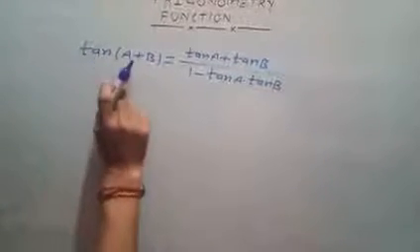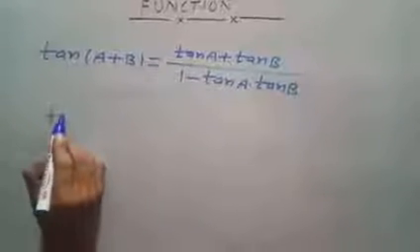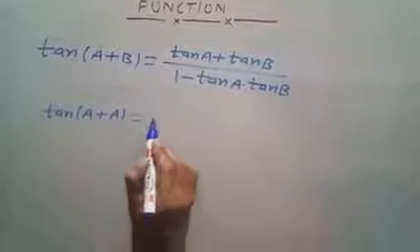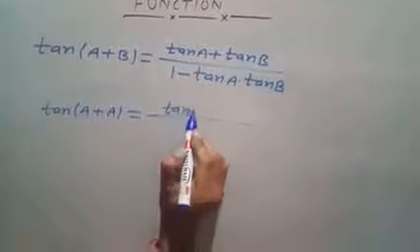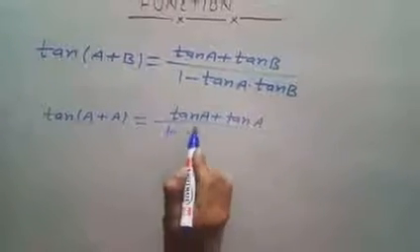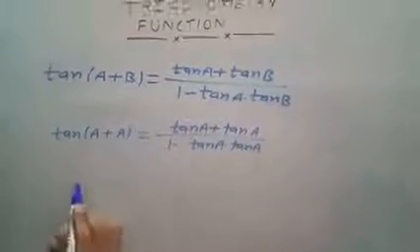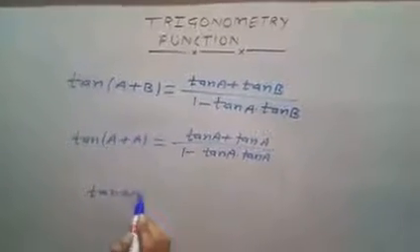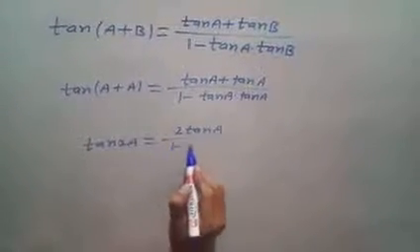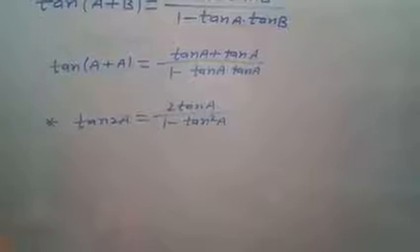The next one is tan(A+B), as you know, is equal to tan A plus tan B upon 1 minus tan A into tan B. Now again, if I replace B with A, here tan A plus tan A upon 1 minus tan A into tan A. So here tan 2A equals 2 tan A upon 1 minus tan square A. This is the formula of tan 2A.